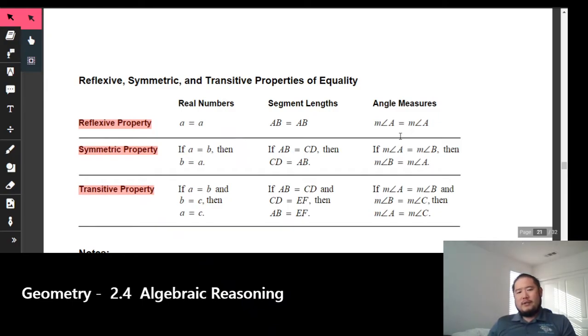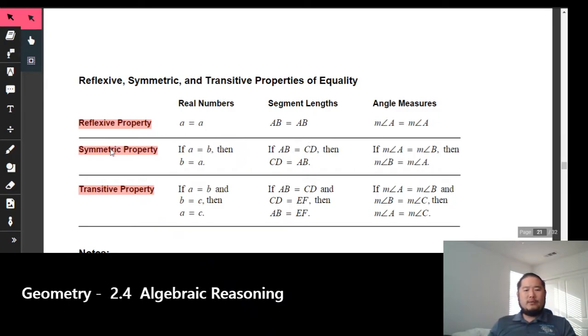The first off is the reflexive property. Now think of a reflection where things are the same on both sides. When I say both sides here, I'm talking about both sides of the equation. So A is equal to A. Same. You could apply it to real numbers. You could apply it to segments. So we could say segment AB is equal to segment AB. And this also applies to angle measures, where we can say angle A is equal to angle A.